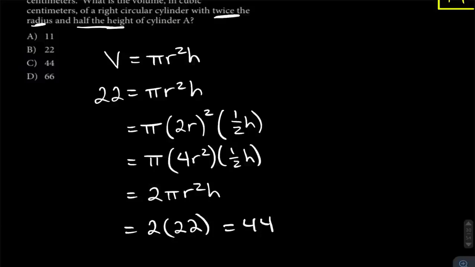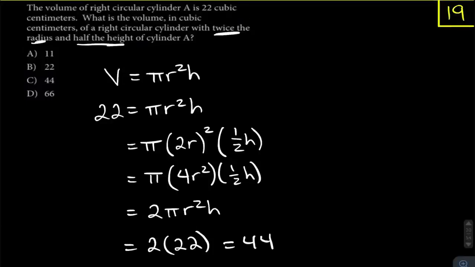Okay? Because if you double the radius, it quadruples the volume. And if you half the height, well, that's just going to half the entire volume. So it's different, right? It's not the same effect for radius as it is for height because the radius is being squared. Anyways, your answer here is going to be choice C.